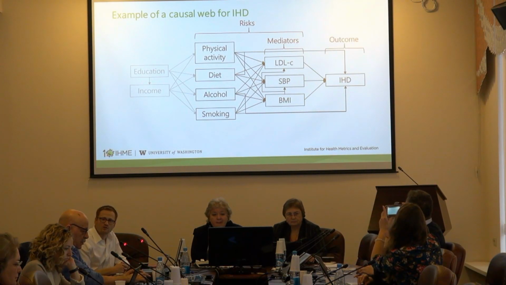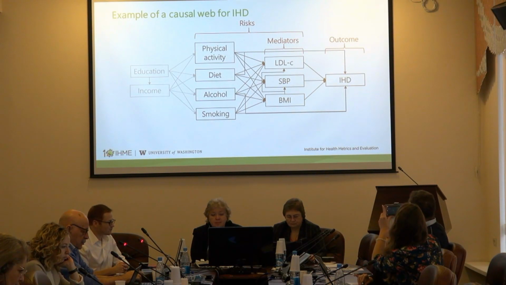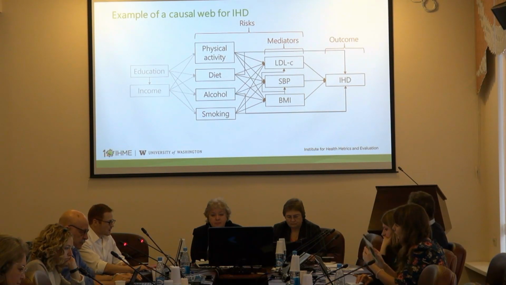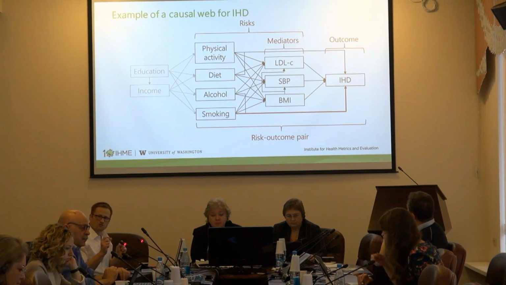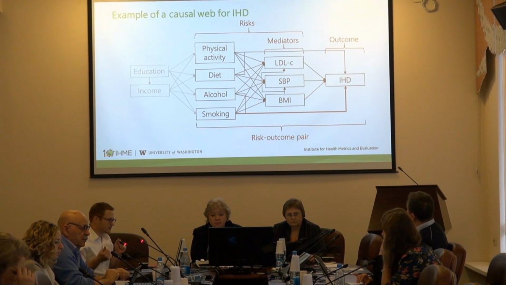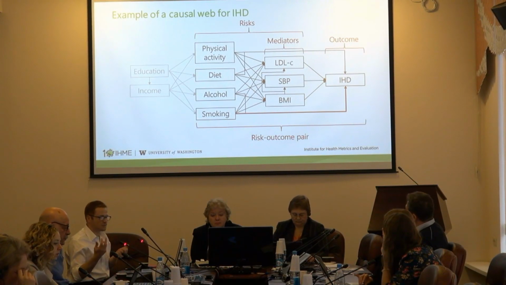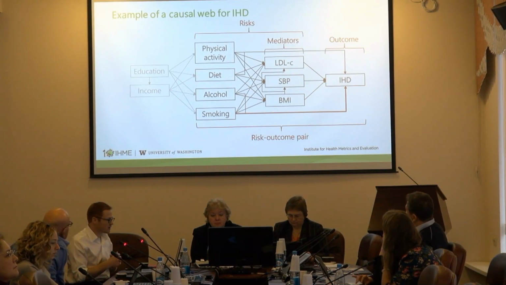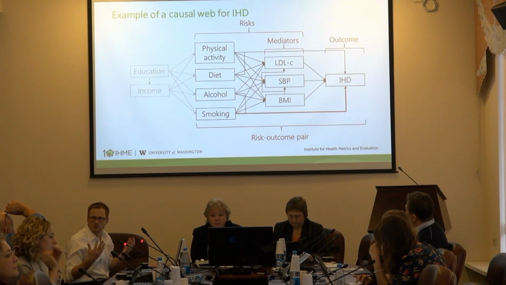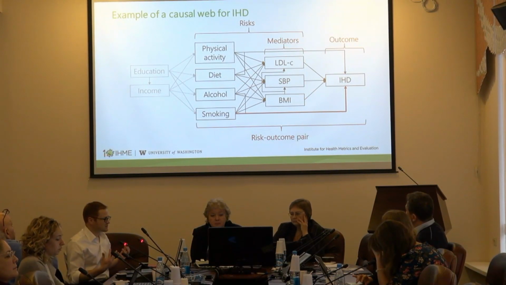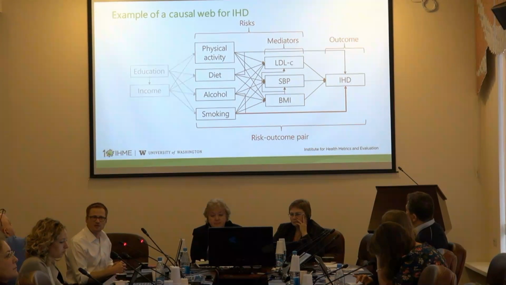Of course, ischemic heart disease, in this example, is the outcome of interest. And anytime you can draw an arrow from a risk to an outcome, we call that a risk-outcome pair. So smoking and ischemic heart disease would be a risk-outcome pair. Alcohol and ischemic heart disease would be a risk-outcome pair. So this is the vocabulary we use. It's pretty traditional epidemiologic vocabulary.